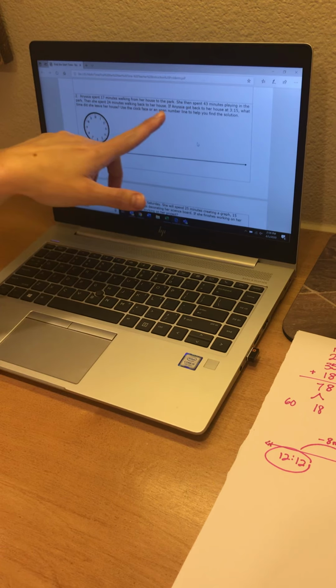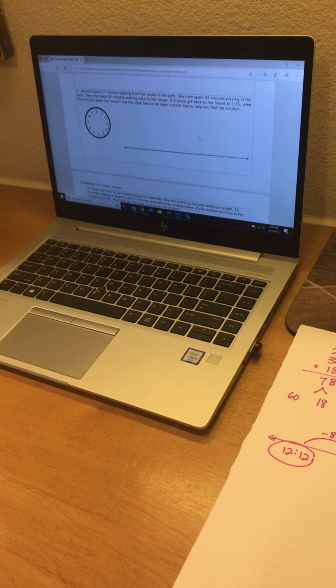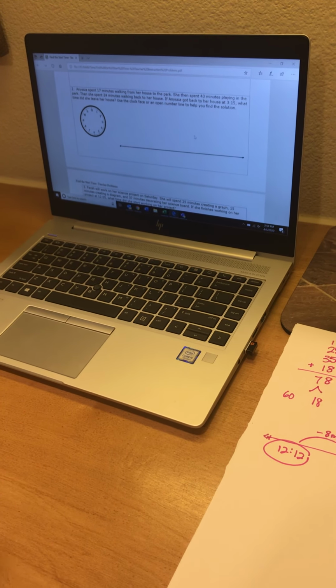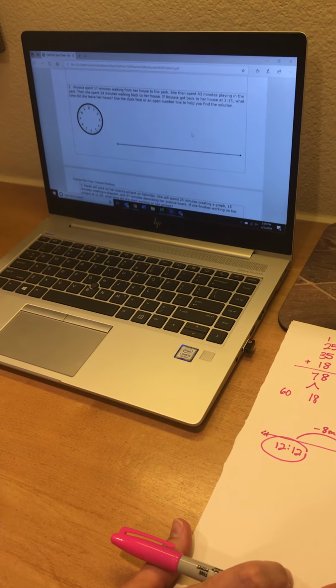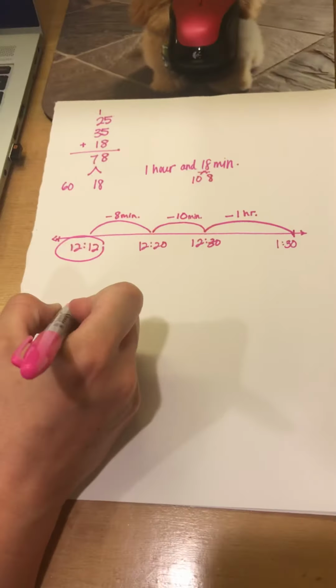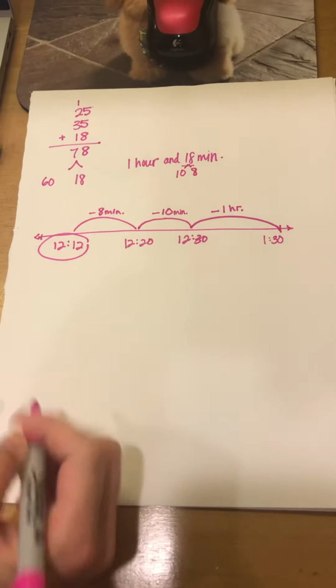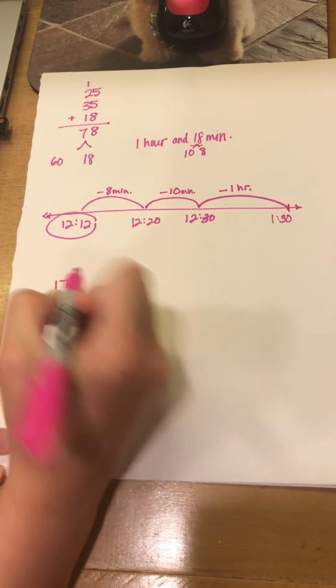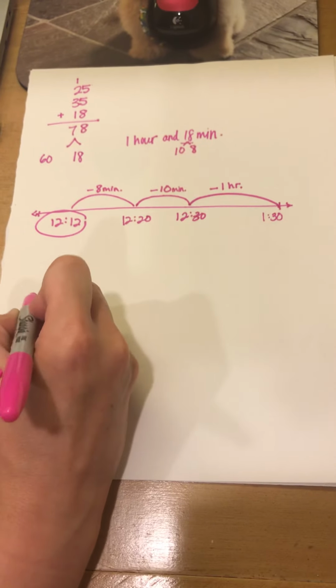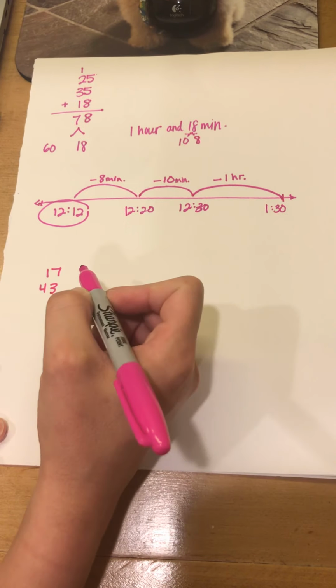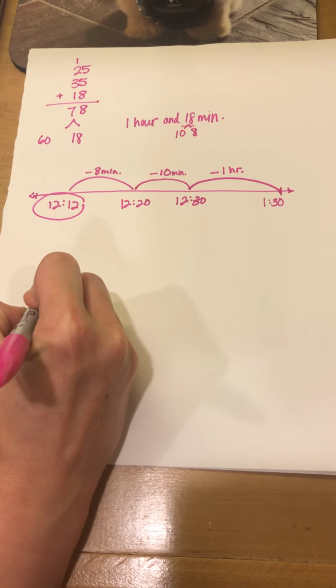And then it also specifies to use either the clock face or an open number line to help you find the solution. I'm using open number lines on my paper. So we're going to do the same thing we did on the problem number 1. We're going to add our time intervals. 17 minutes, 43 minutes, and 24 minutes.